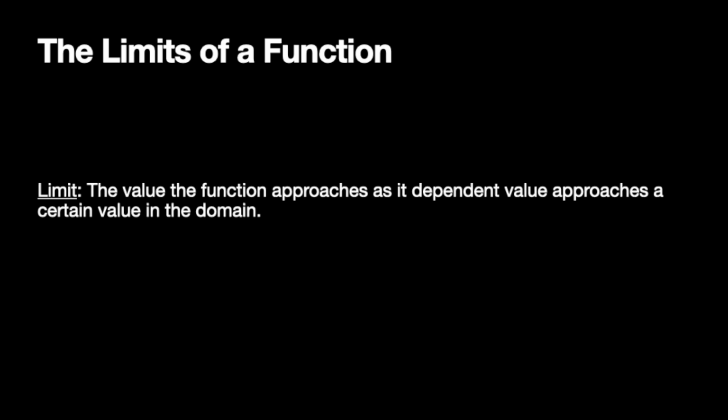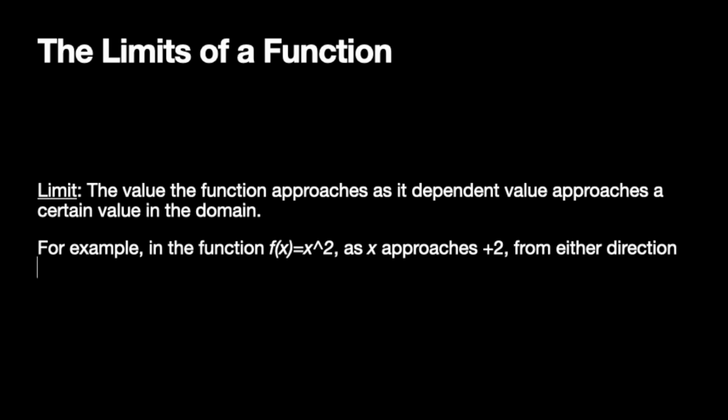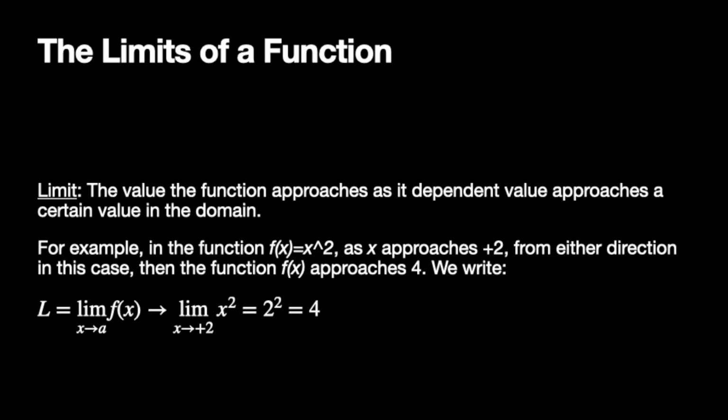Limit: the value the function approaches as its independent value approaches a certain value in the domain. For example, in the function f of x equals x squared, as x approaches positive 2 from either direction, the function f of x approaches 4. We write the limit as x approaches a of f of x, in this case the limit as x approaches positive 2 of x squared, which equals 2 squared, which equals 4.